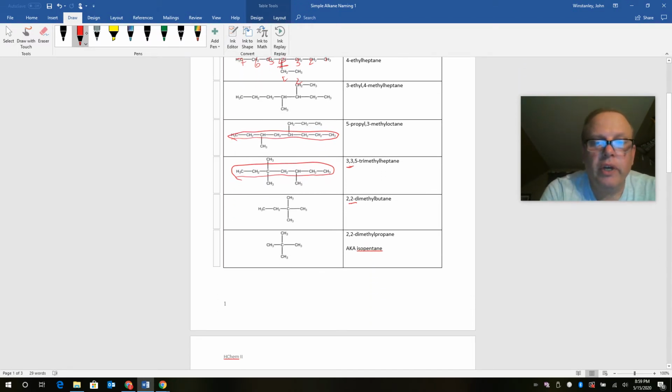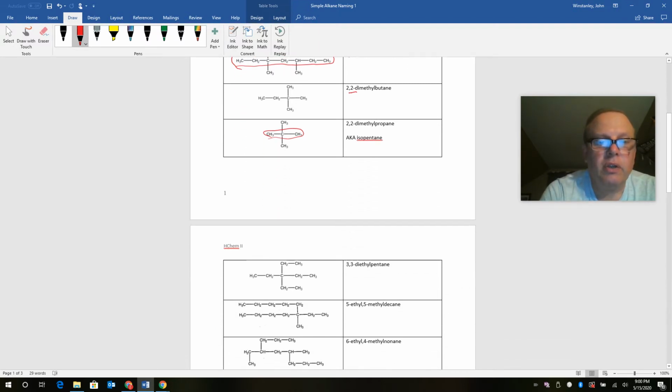All right, what's going on here? This is 2,2-dimethylpropane, one on the top, one on the bottom. It's three carbons as long as you can make it. Doesn't matter which direction you go. Also called isopentane because it's the only shape that pentane can really make, and that is an isomer.